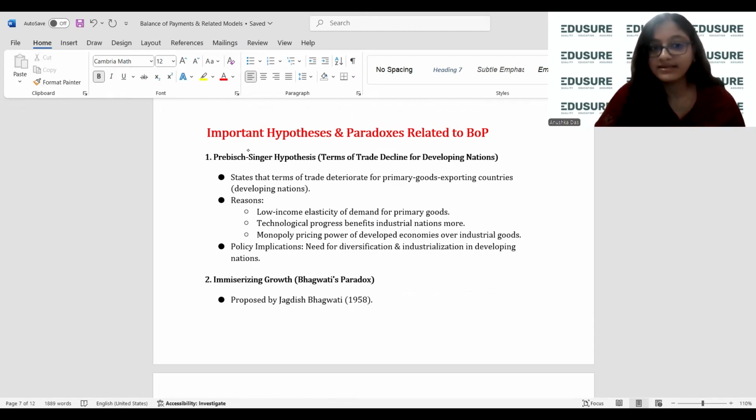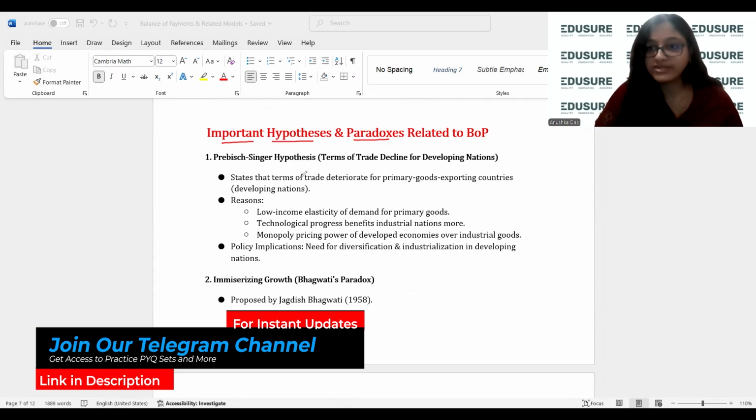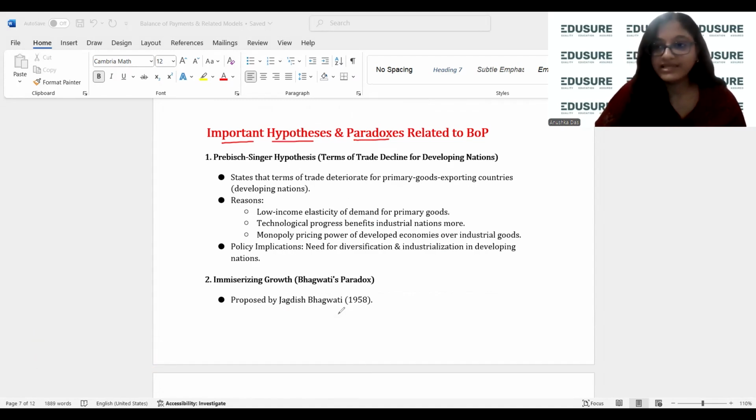So there are certain important hypotheses and paradoxes. Many questions in UGC NET are coming from this particular portion, so please prepare this well. See, the first hypothesis that we will understand is the Prebisch-Singer hypothesis, which is the terms of trade decline for developing nations.